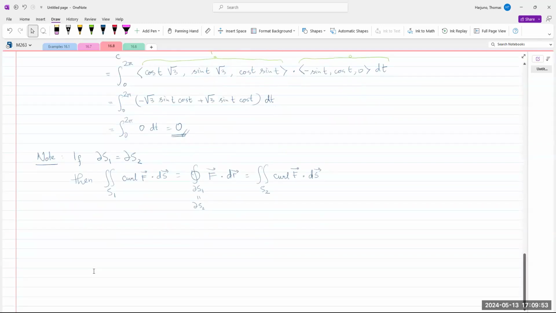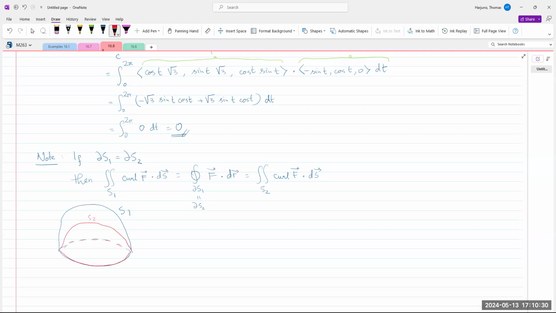Think of it this way. If I have a surface S1 that shares the same boundary with another surface, let's call that surface S2, they happen to share the boundary, then both of them can be represented by the integral over the closed curve of the boundary of F dot dr.